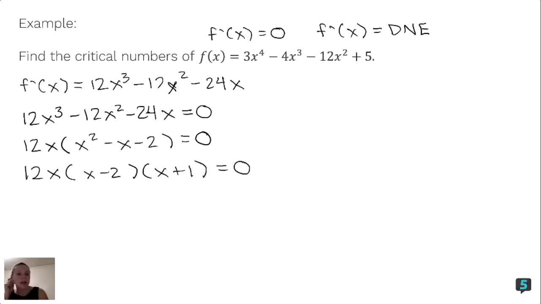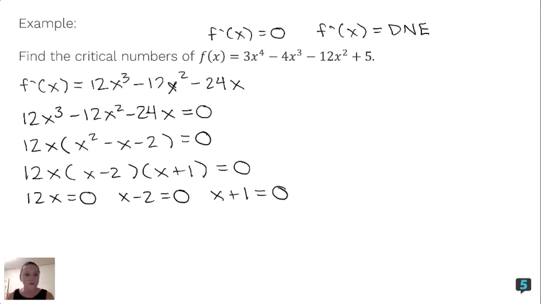Now, keep in mind, based on the zero product property, we can take each factor and set it equal to 0. So we've got 12x equals 0, x minus 2 equals 0, and x plus 1 equals 0. If I solve each of those, I'm going to get x equals 0, x equals 2, and x equals negative 1.